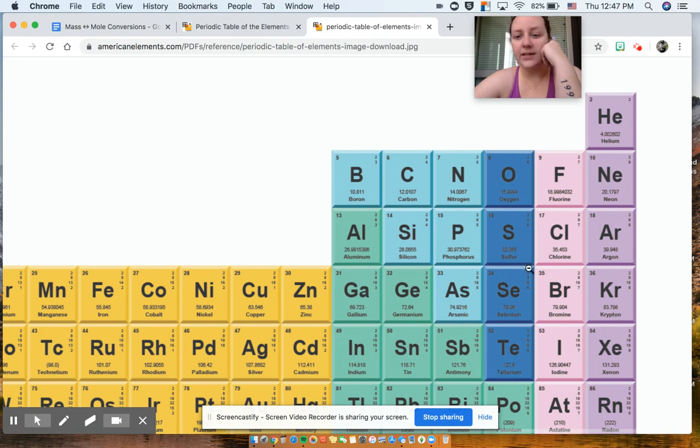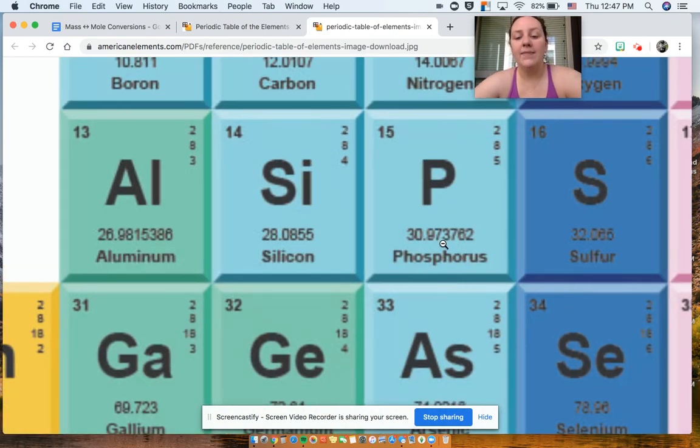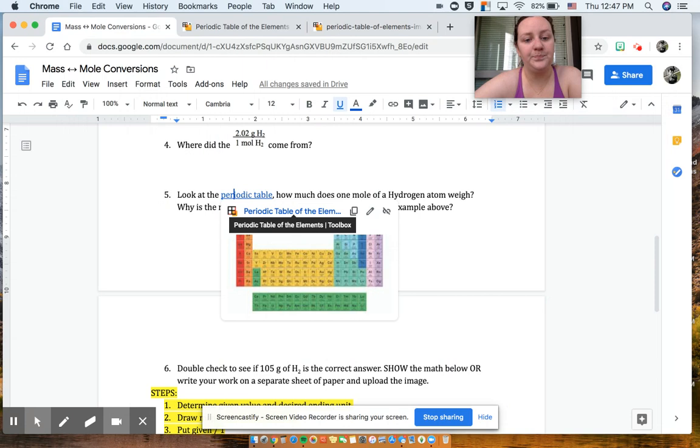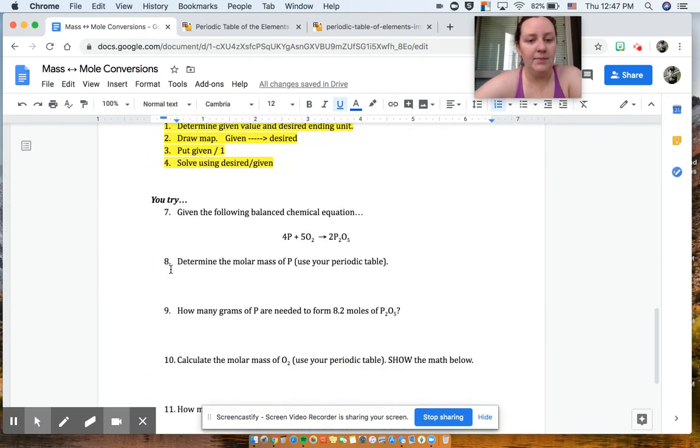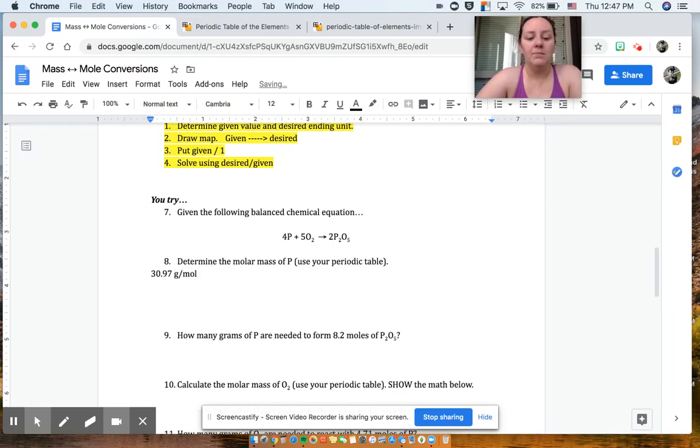So P is over here, zoom in, and that's 30.97376. I'm going to round that. You can round that to 30.97 just to be super accurate, but you could also round it to 31. So for number 8, my answer is going to be 30.97 grams per mole. And what that basically means is there's 30.97 grams of P in 1 mole of P.